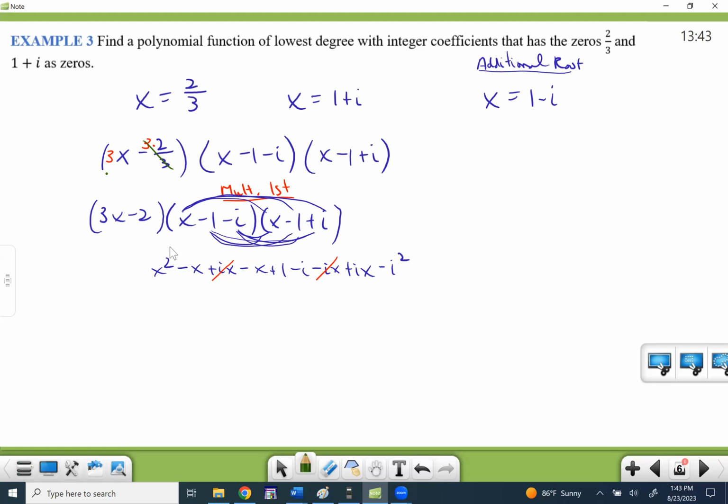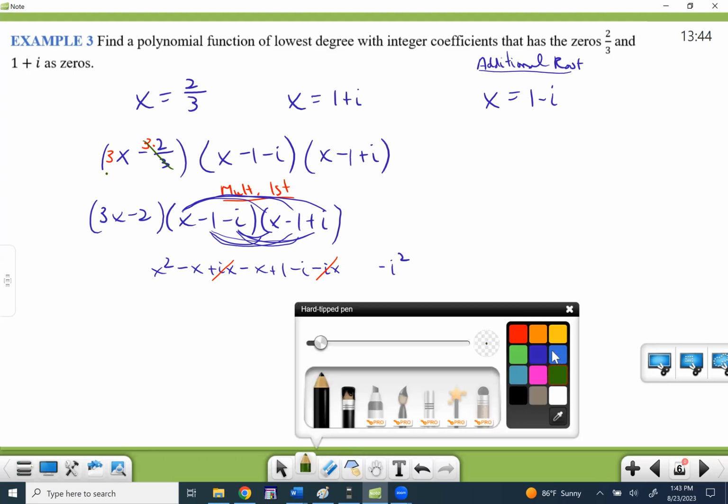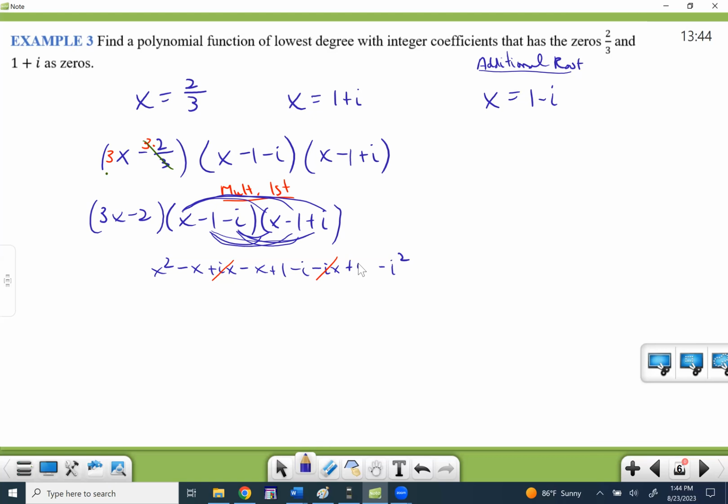x times x is x squared. x times -1 is negative x. x times i is ix. -1 times x is negative x. A -1 times a -1 is positive 1. A -1 times i is negative i. That looks good. Negative ix. Right here, it should have been positive i. So it's good to know all the i's should go away, you guys. Wow, it helped me find a mistake.